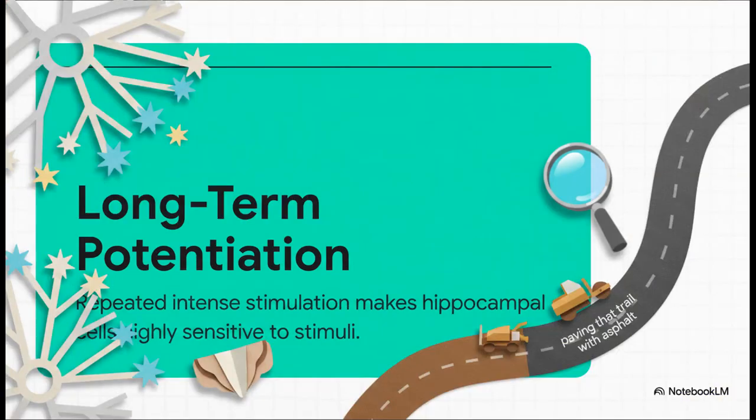Now, if we take Hebb's concept just a step further, we hit a much more complex, general mechanism known as long-term potentiation, or LTP. When neural circuits, specifically in the hippocampus, are subjected to repeated, intense electrical stimulation, those cells become incredibly sensitive to stimuli. And that enhanced response? It can last for weeks, sometimes even longer. If Hebbian learning is walking that path in the woods, LTP is the biological crew that comes in and paves the trail with asphalt. As researchers like Baddeley suggest, this is literally the crucial mechanism for long-term learning and retention.